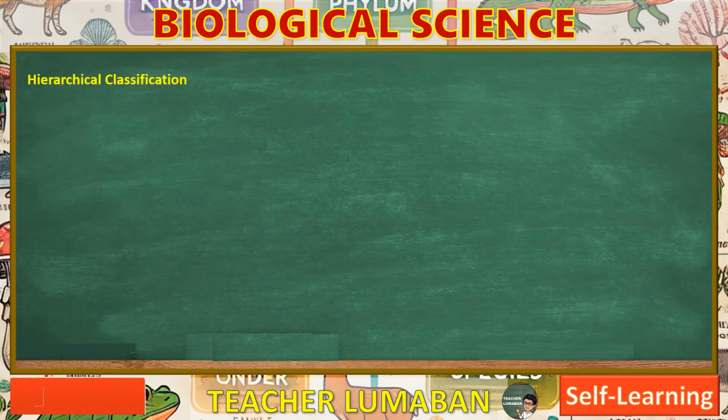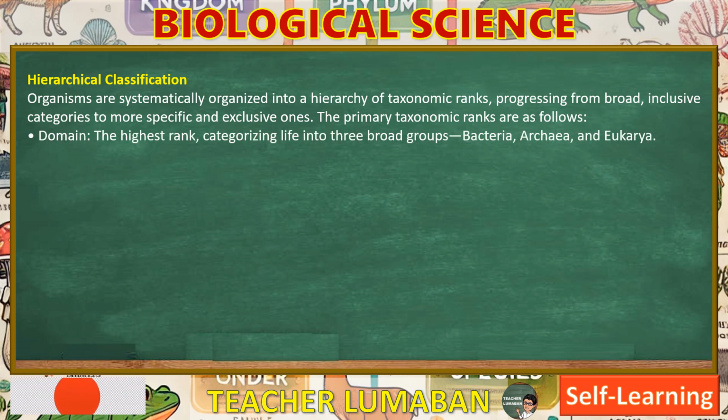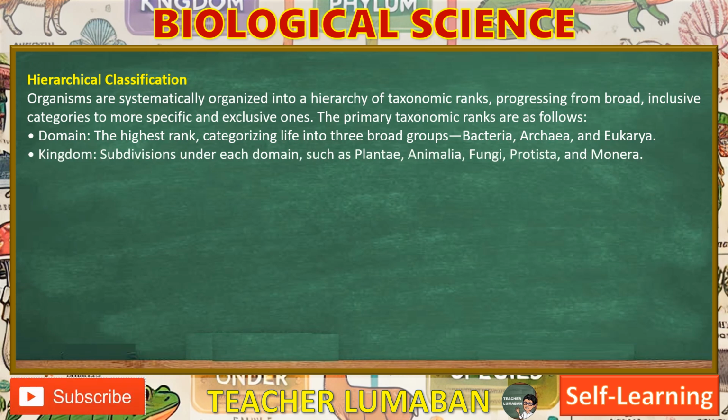Hierarchical classification. Organisms are systematically organized into a hierarchy of taxonomic ranks, progressing from broad, inclusive categories to more specific and exclusive ones. The primary taxonomic ranks are as follows. Domain, the highest rank, categorizing life into three broad groups: bacteria, archaea, and eukarya. Kingdom, subdivisions under each domain, such as Plantae, Animalia, Fungi, Protista, and Monera.